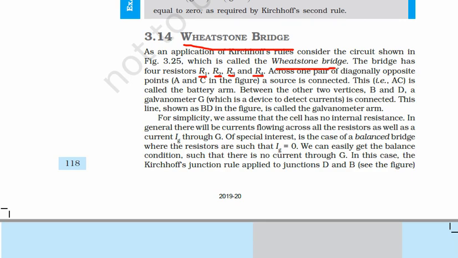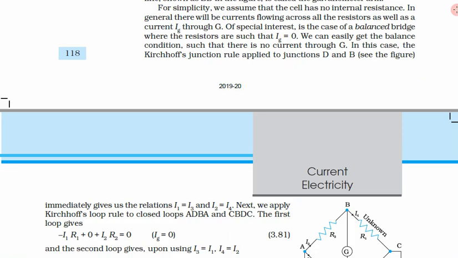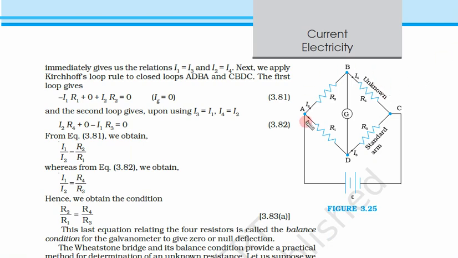So let us first see the diagram. What is the diagram of Wheatstone bridge? Then we will understand this. So here is the bridge. It has a square structure, and on this square there are four resistances R1, R2, R3 and R4. R1 and R4 are diagonally opposite, and R2 and R3 are diagonally opposite.